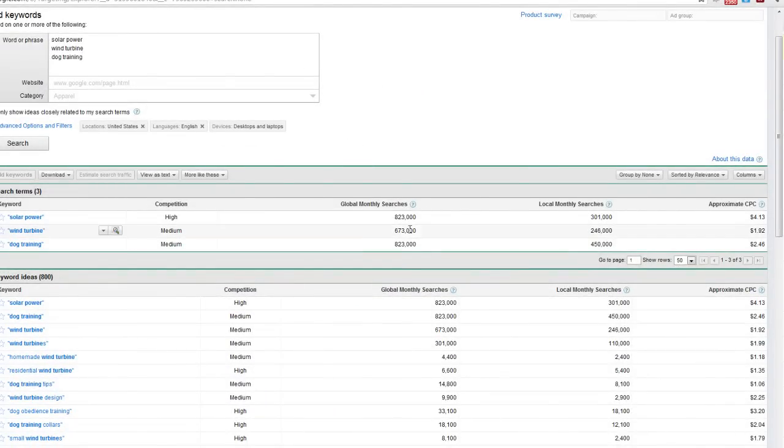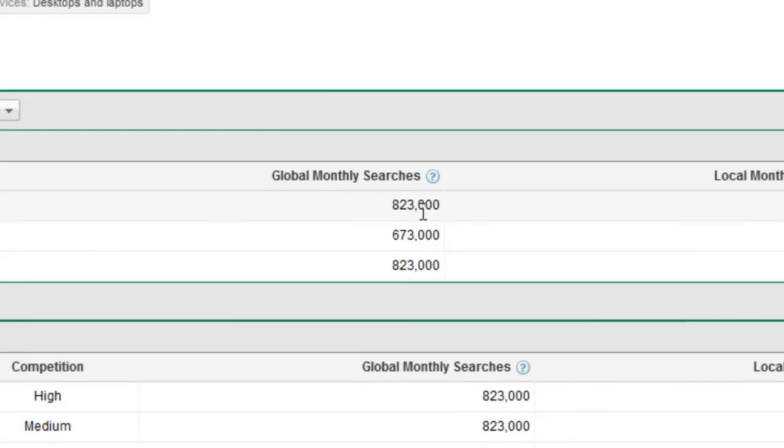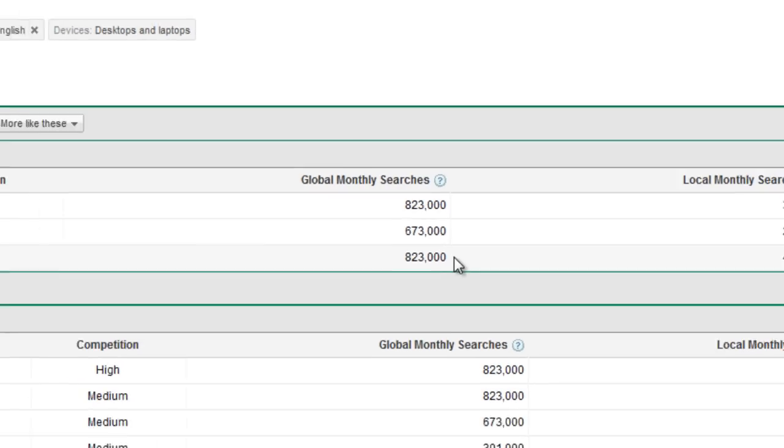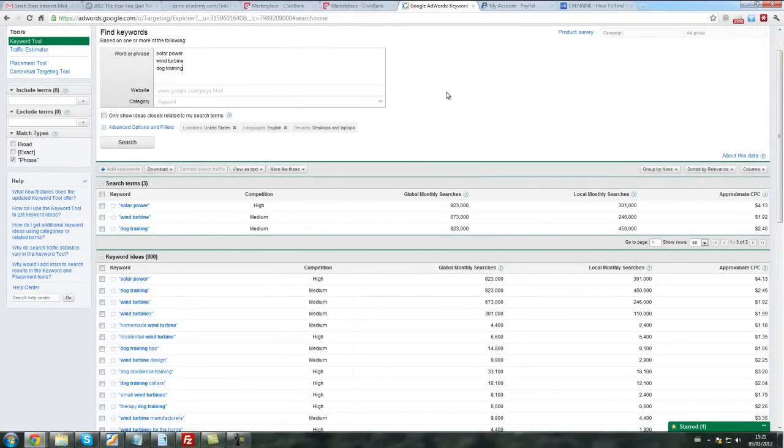And if we look here, we can see solar power: 800,000 people a month are searching for solar power globally. Wind turbines, 600,000 people are searching for that, and dog training, 800,000. So we know this is a big niche. We know that people are interested in this subject. This is a big thing. These are some subjects which we know there's a lot of interest in.